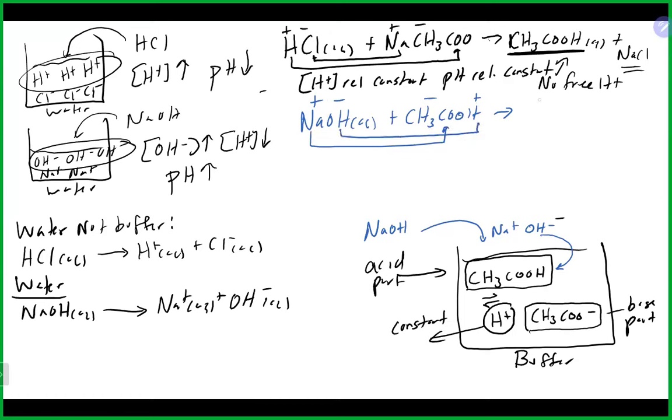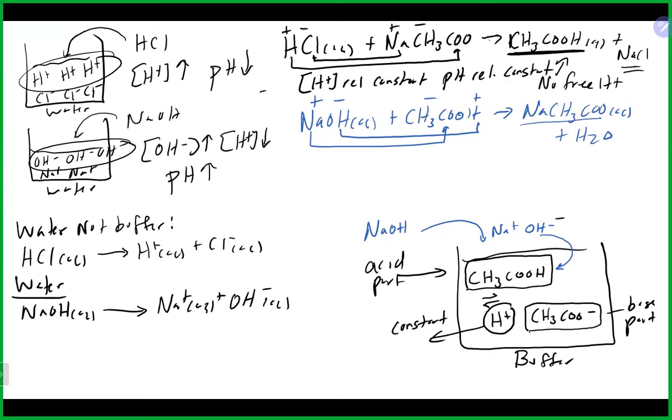And in this case, we will once again make the other part of the buffer, which is sodium acetate. We will also make water in this case. Again, the OH from the base and the H plus from the acid will make water. And obviously, water is not going to affect the pH. In this case, we used up a little bit of the acid part of the buffer, but made more of the base part of the buffer. So that's not going to affect the pH.